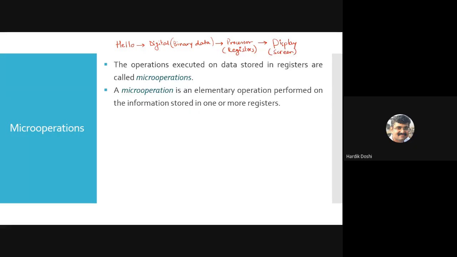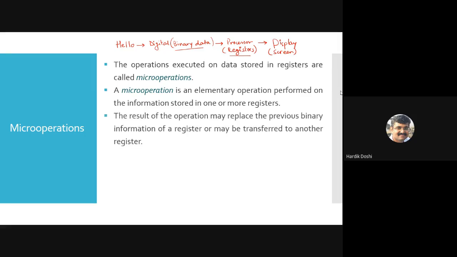So this is how the role of registers comes into the picture. Along with that, there are certain micro operations carried out on the registers, like data transfer. Then it can be a logical operation, an arithmetic operation, or a shift operation. Anything can be carried out on this binary data. So a micro operation is an elementary operation performed on the information stored in one or more registers.